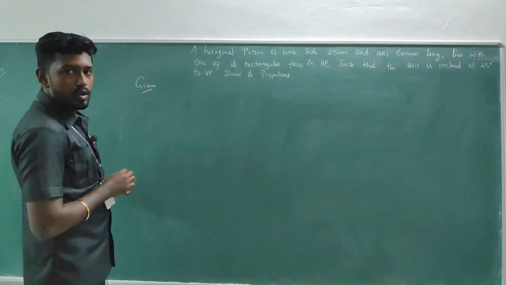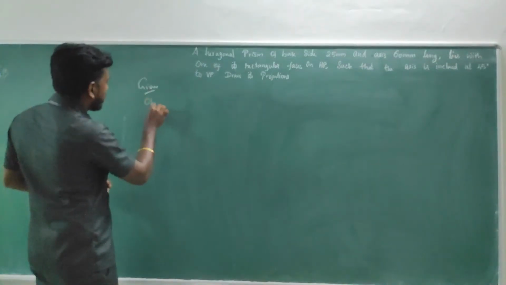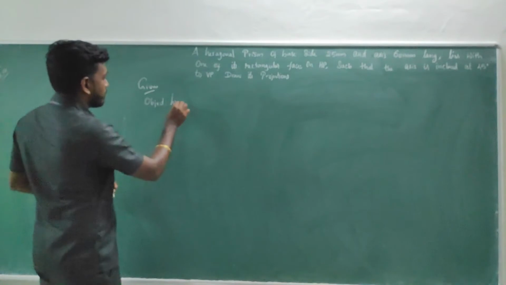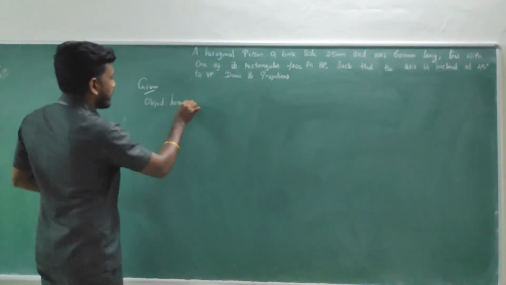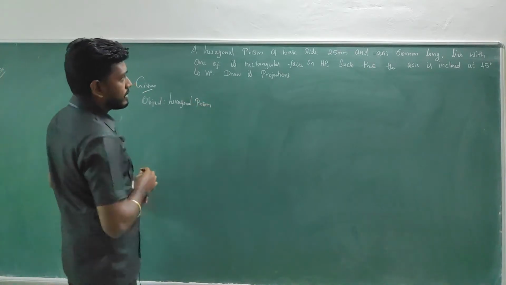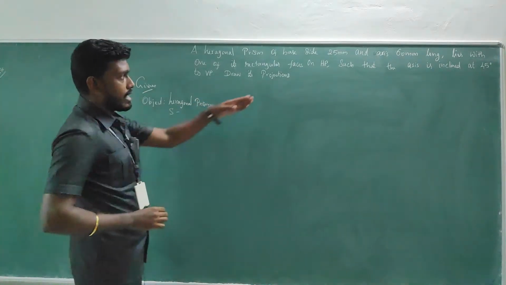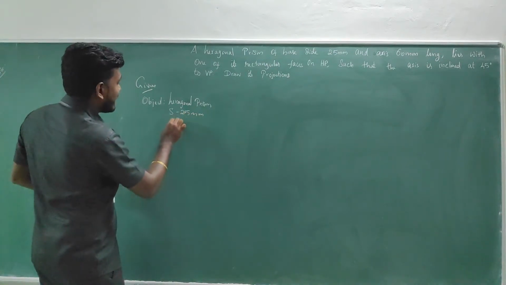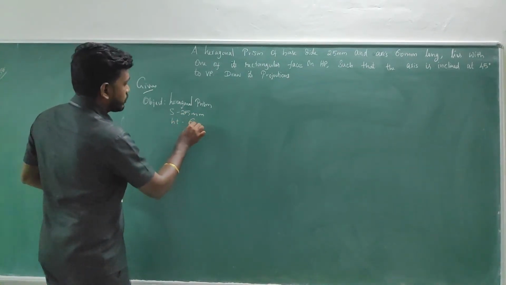Given. What is the object given? The object is a hexagonal prism. Its side is 25 mm. What about the height of the object? It is 60 mm.